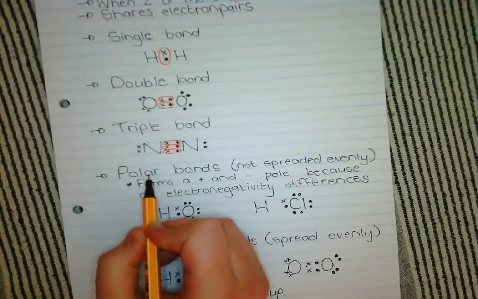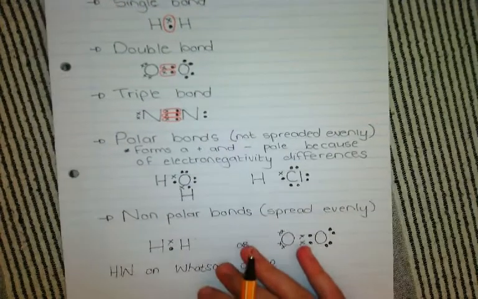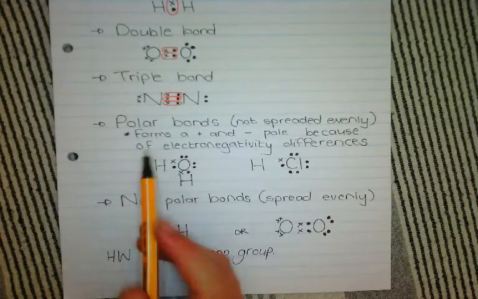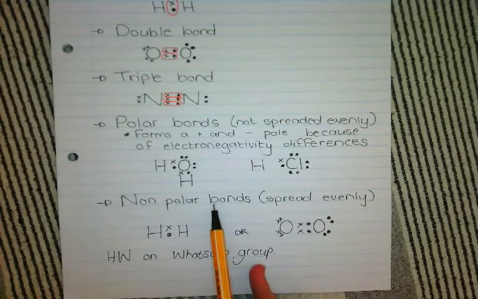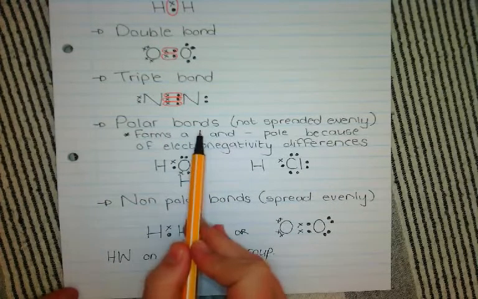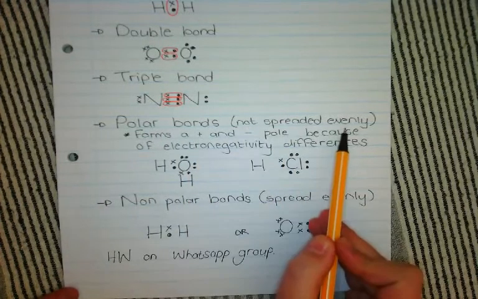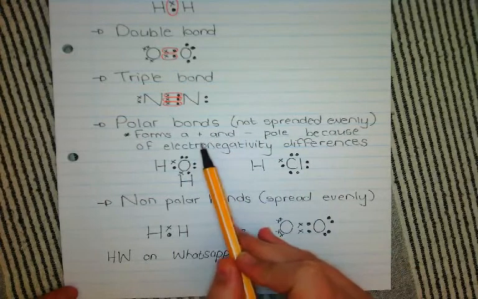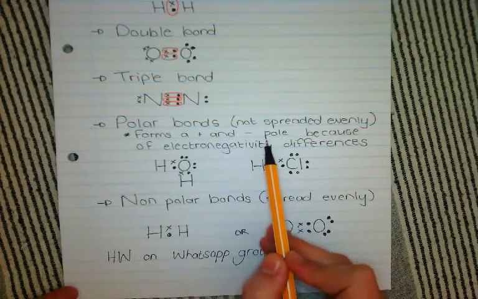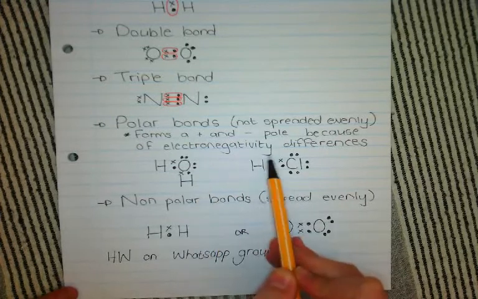Okay, and then we must also identify whether a bond is polar or non-polar. Okay, so a polar bond means it's not spread evenly. Okay, it will form a positive and a negative pole because of electronegativity differences.